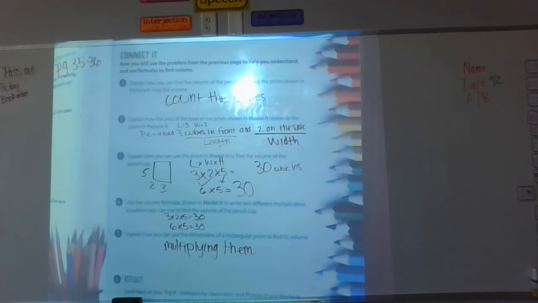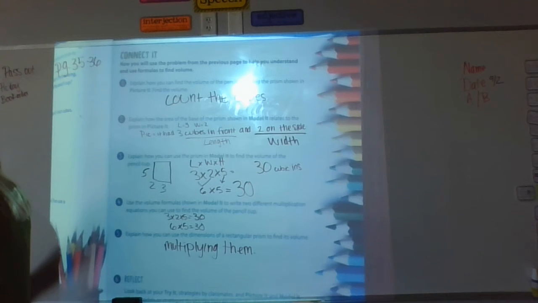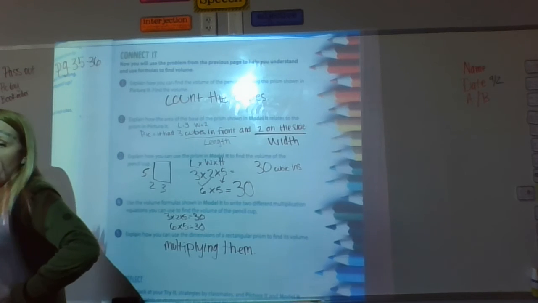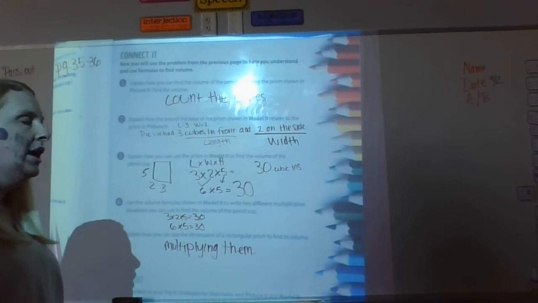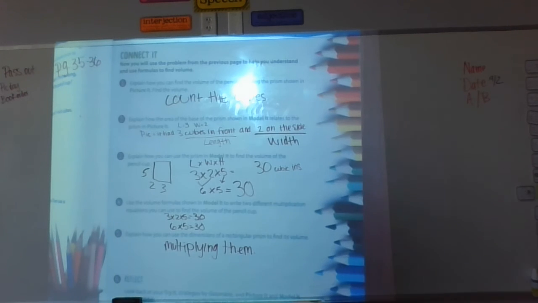So number 6, I'm not going to move this up yet in case you guys are watching. It says, look back at your try it strategies by classmates and picture it and model it. Which models or strategies do you like best? Do you like the formula? Do you like model it? Do you like picture it? Say which one you like best and why.